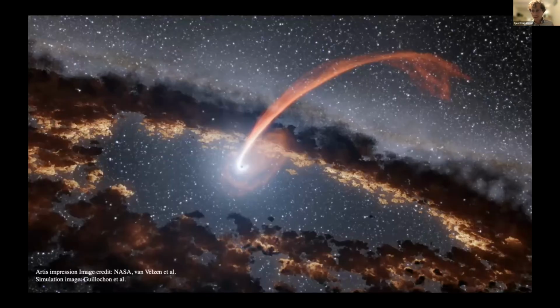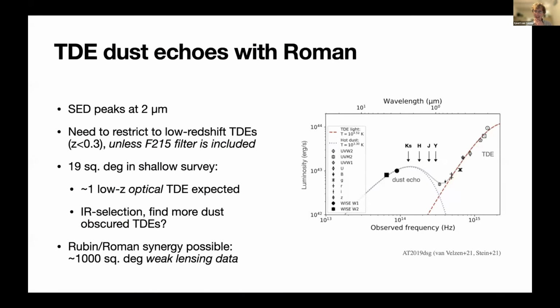And this is the artist impression you should have in mind when you think of what happens. You have the hot emission, you illuminate the inner part of a torus, or it can be a spherical distribution. And then you get these infrared echoes. And so, of course, this is exciting to try to find these with the Roman Space Telescope. But the dust SED peaks at about 2 micron due to its high temperature, but it cannot be even higher. So it's still near the K band.